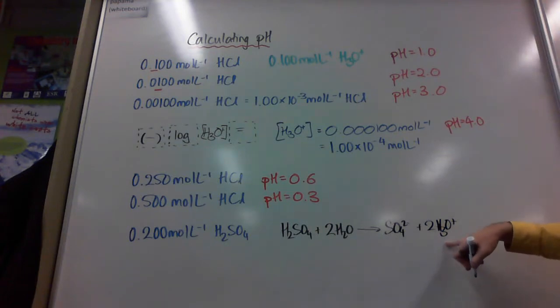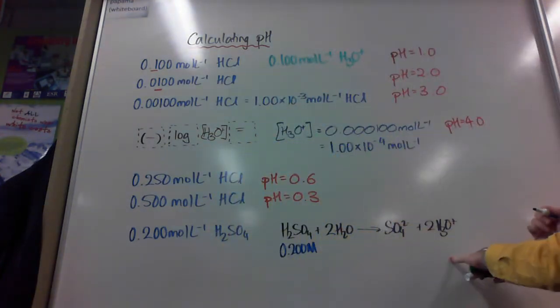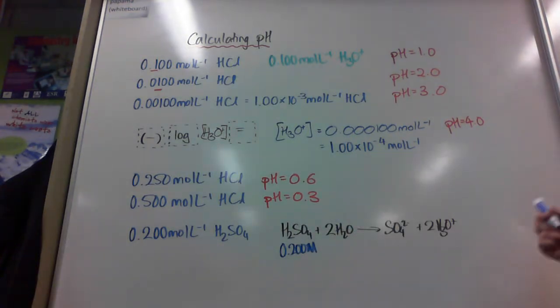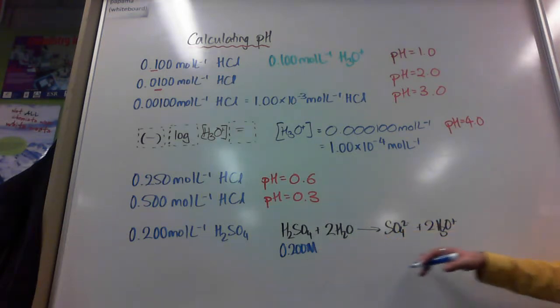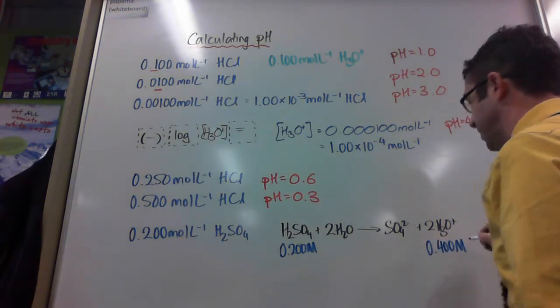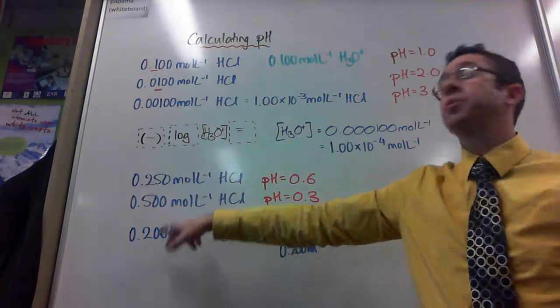And you'll notice that 2 hydroniums are made for every 1 sulfuric acid. So if the sulfuric acid has a concentration of 0.2, then the concentration of hydronium must be double that, because there's a 2-to-1 ratio in the equation. Now in reality this is not true, by the way. When you go on to do level 3, you'll see that that's not fully dissociating like that. But for level 2, while we're teaching you the concept, we assume that they fully dissociate. Okay? So this will be 0.400 moles per litre.